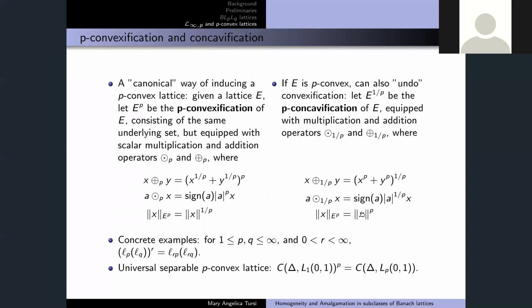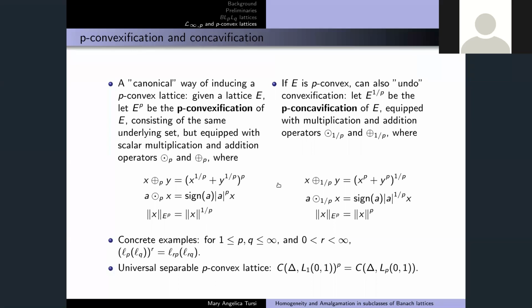Now, if you have a lattice E, there's a canonical way to generate a p-convex version of E. You have the same underlying set, but you replace your addition and multiplication operations while keeping the lattice operations with new ones, and you take 1 over p of the norm, and this will give you a p-convexification E^(p). So there's a canonical way to map E to some p-convex version of it.